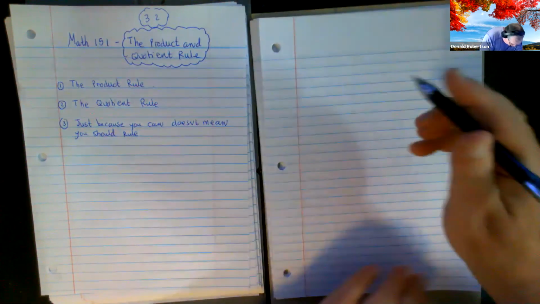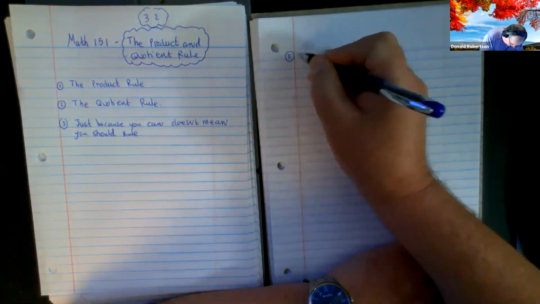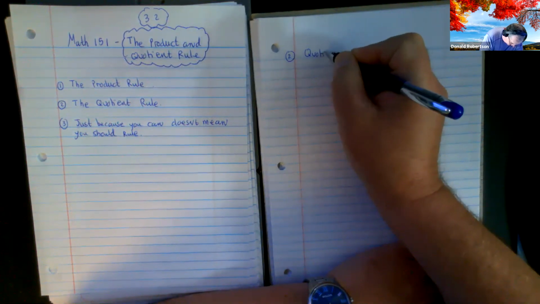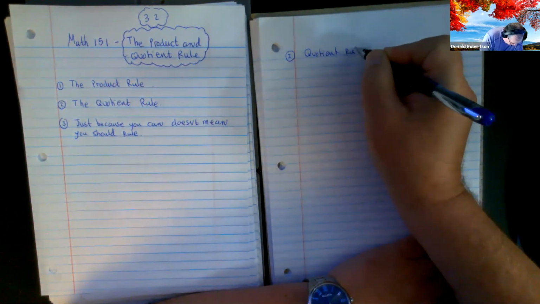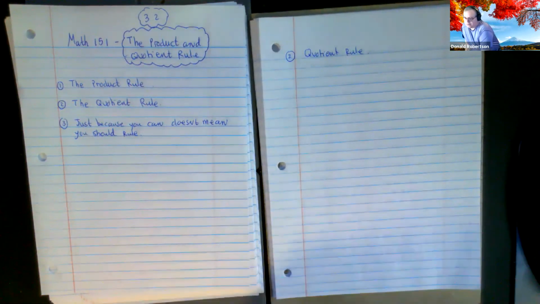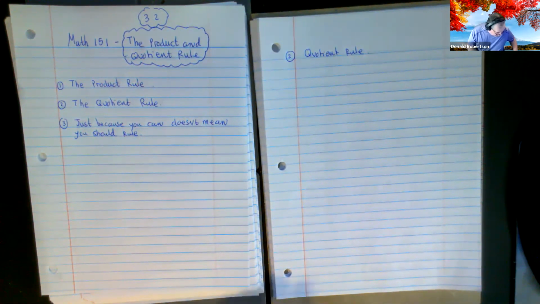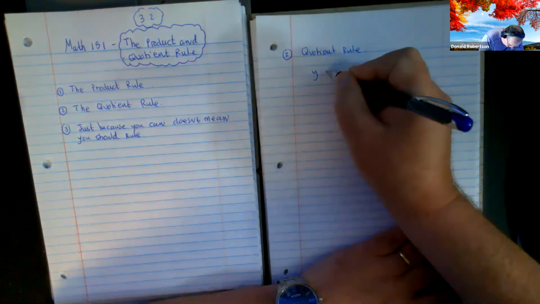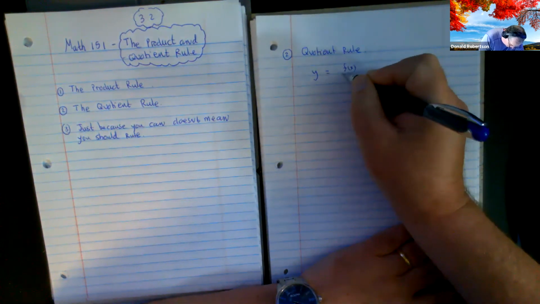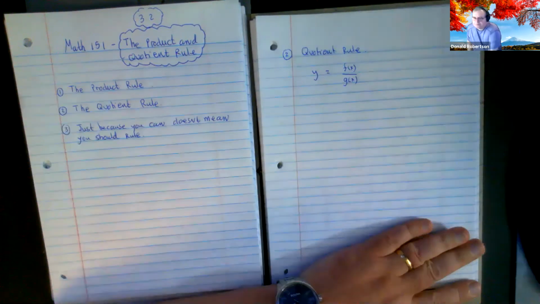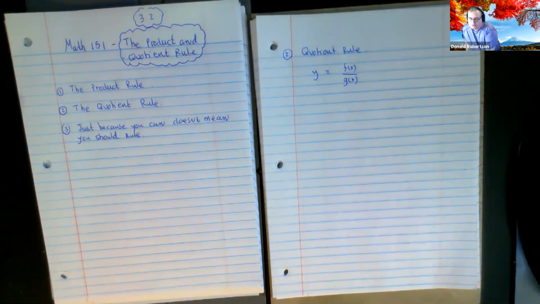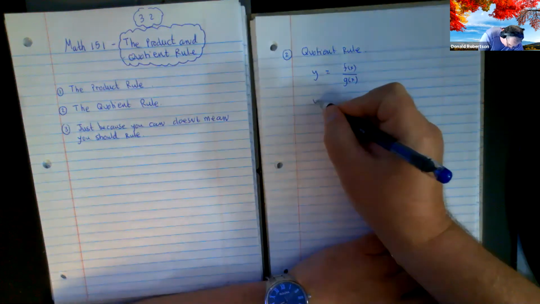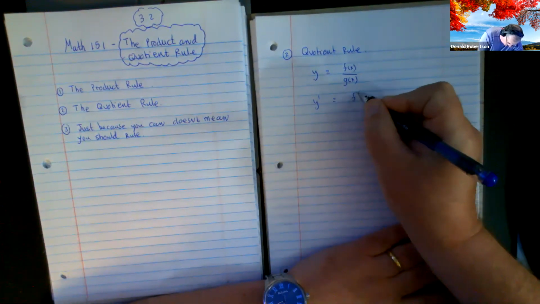Okay, let's look at the quotient rule. The quotient rule's really how you differentiate fractions, how you differentiate something on the top being divided by something on the bottom. Quotient's just an old name for fraction. So suppose you have a function that's written like that. Then you can get its derivative by using this rule, the quotient rule.